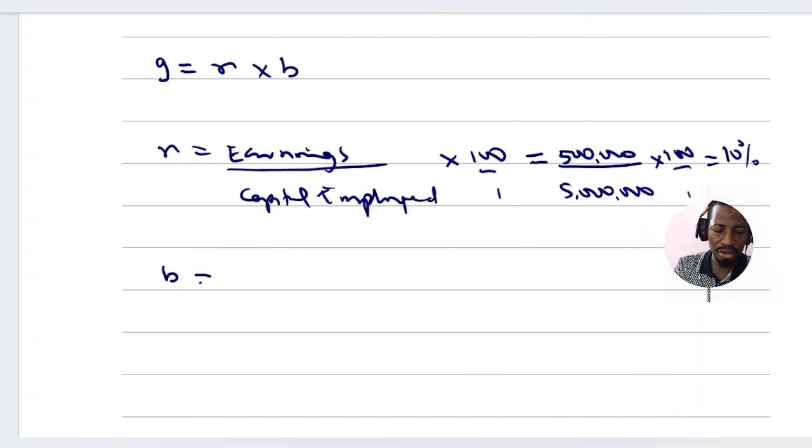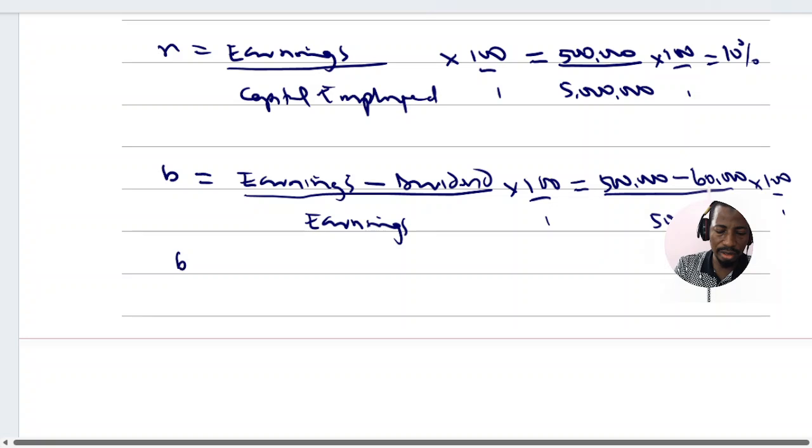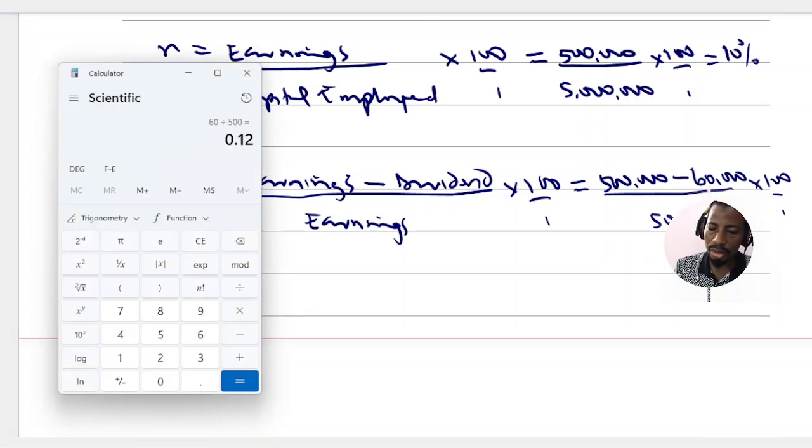Then we need to calculate the retention rate. The retention rate is total earnings minus total dividend, divided by total earnings, multiplied by 100 over 1. Earnings is 500,000. Dividend is 60,000. Divided by 500,000 multiplied by 100 over 1. So retention will then be equal to 440 divided by 500 multiplied by 100%. That's 88%.